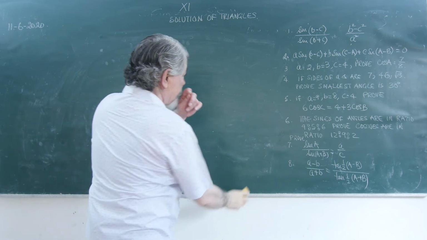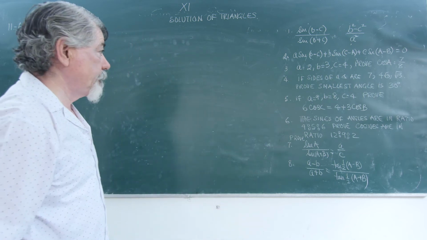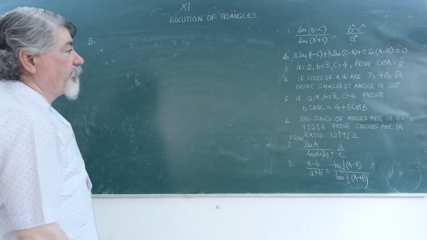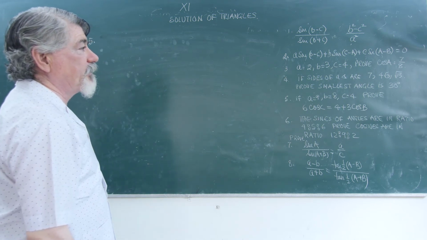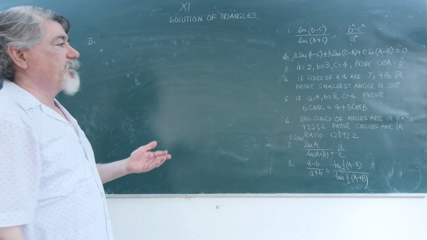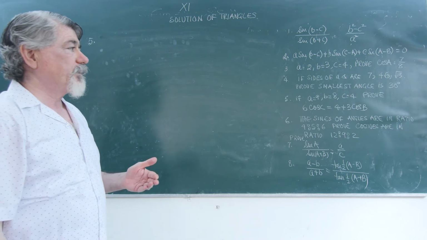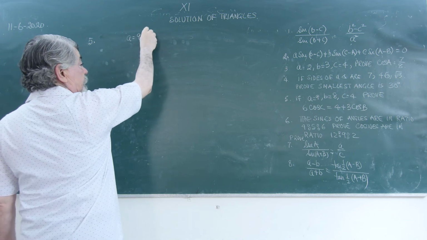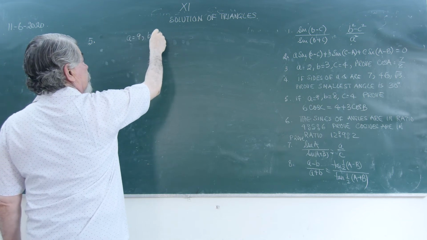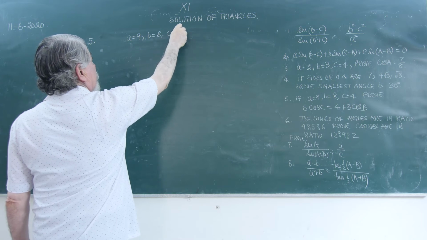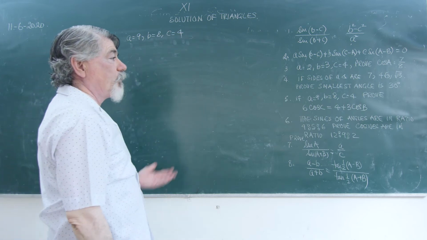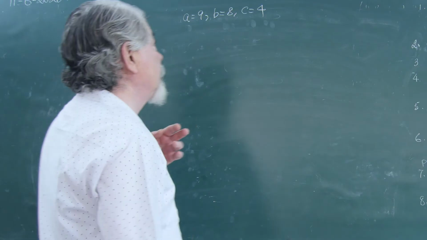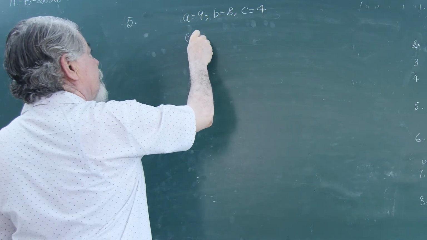Now let's see the next question, that is the fifth. Fifth question is, if A is 9, B is 8, C is 4, prove 6 cos C plus 4 plus 3 cos B. A is 9, B is 8, C is 4. All the three sides are given, and cos C and cos B are asked. So obviously you must apply the cos laws. Let us calculate cos C.